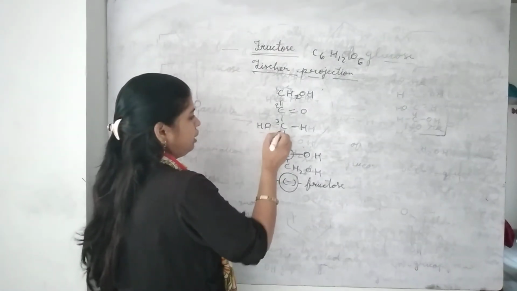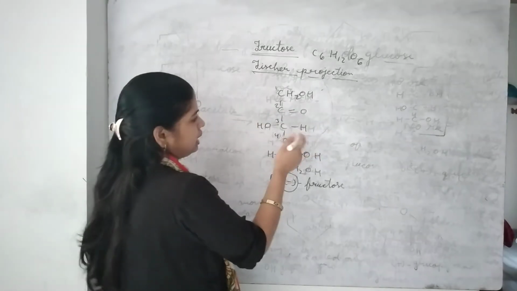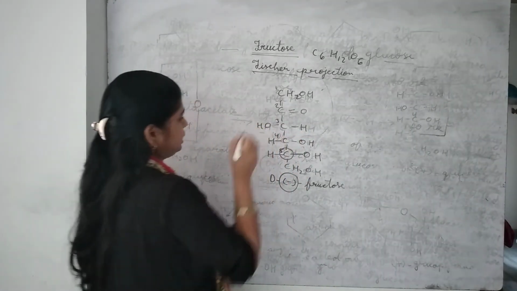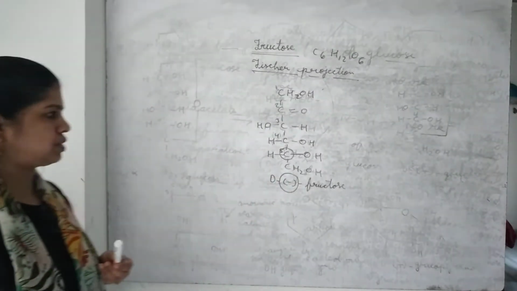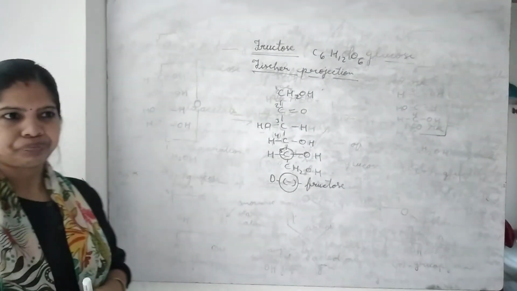Now we have only one carbon atom left, so alternately there will be an OH group. So OH will be on the right hand side. This is D minus fructose. This is the Fischer projection of fructose.